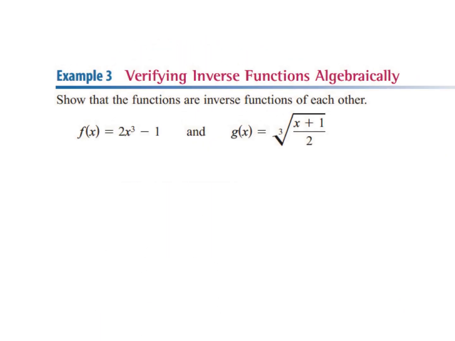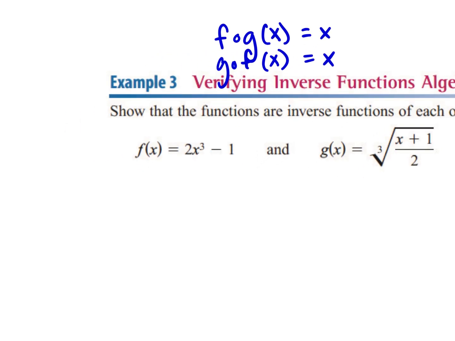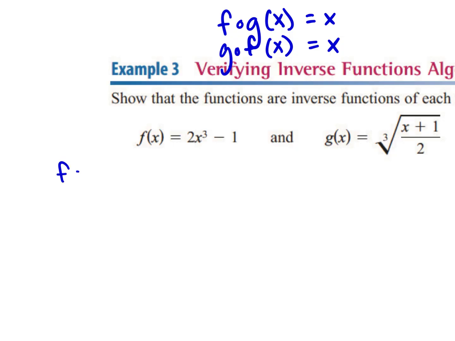All right, looking at example 3, we want to verify the inverses algebraically. So we have to show that f of g of x is equal to x and g of f of x is equal to x. So both of these things have to be true in order for them to be inverses of each other. So let's find f of g of x first.